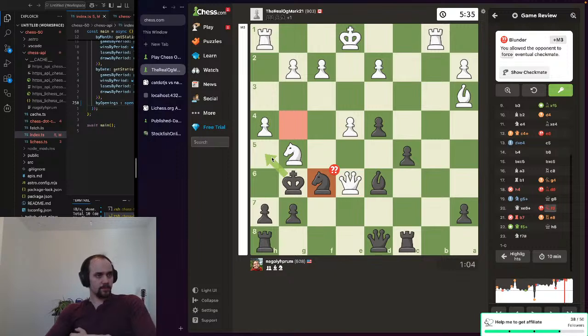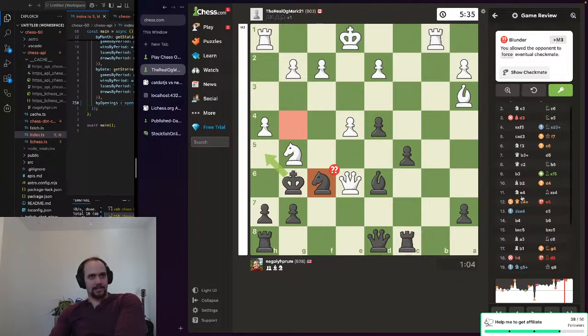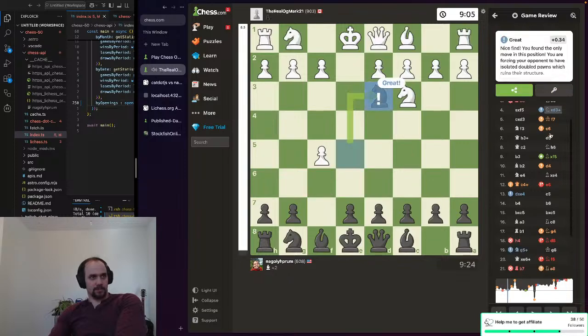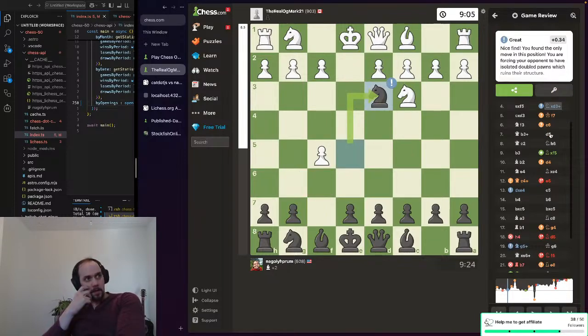But what was I afraid of? I thought they were trying to, no, because the rook was defended by the rook. What am I thinking? I didn't even see that. Damn. You would still take my queen. Alright, well this was an interesting move, I guess. You found the only move in the position. The only move. You force an opponent to have to isolate double pawns, which ruins their structure.